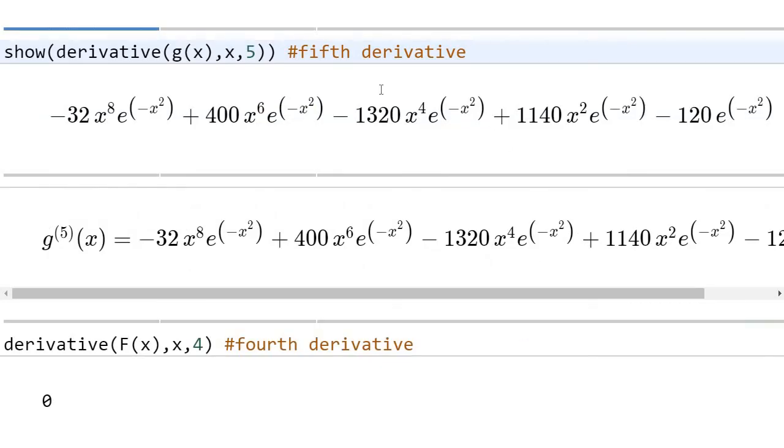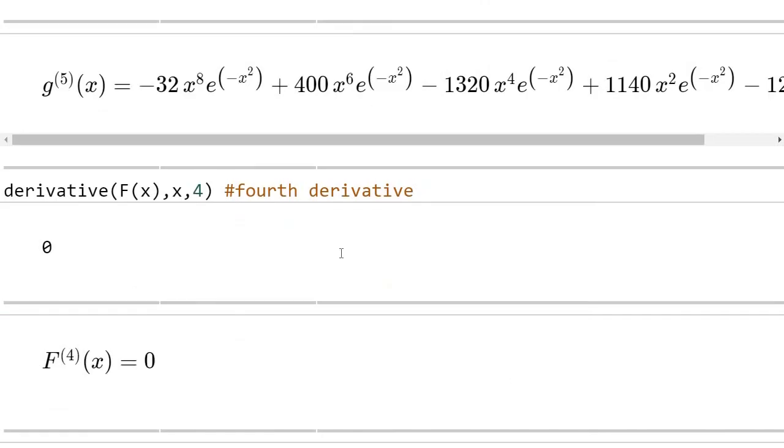There's the fifth derivative of g, so this comma 5 says fifth derivative. Now this g function never ends up at 0, it gets worse and worse. The more derivatives you take, the worse this function becomes. Go back up and look at g prime and g double prime. They were not quite as complicated. Here, the fifth derivative is even more complicated. The fourth derivative of capital F is 0.